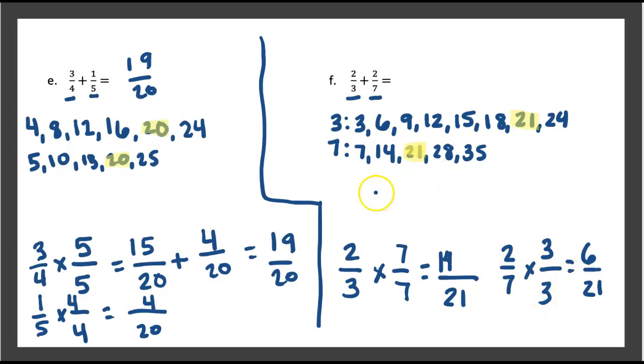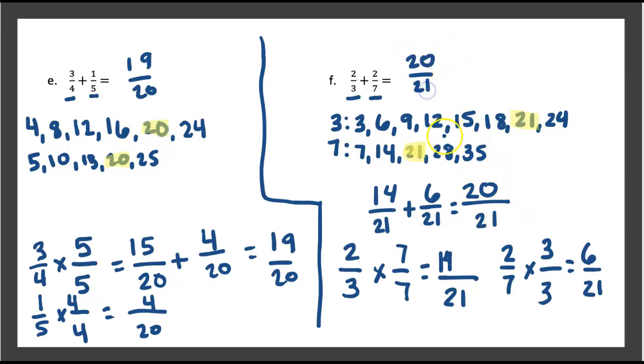So now I have a new problem. Okay, I've got 14/21 plus 6/21. Because now I have the same denominator, I can add. 14 plus 6 is what? It is 20. Okay, over 21. Now, this is the simplest form. Okay, so it's 20/21. All right, so I'm going to keep on rocking and rolling.